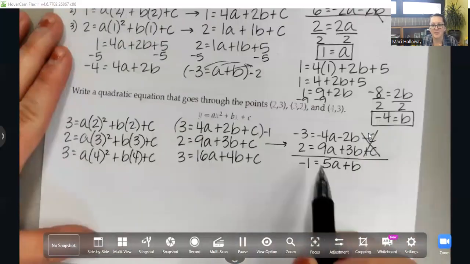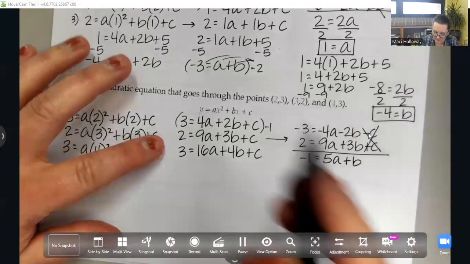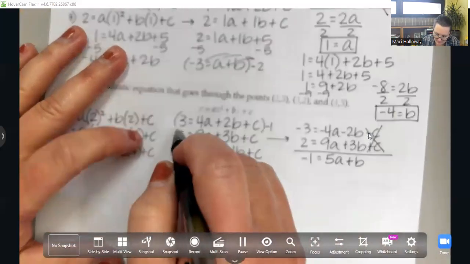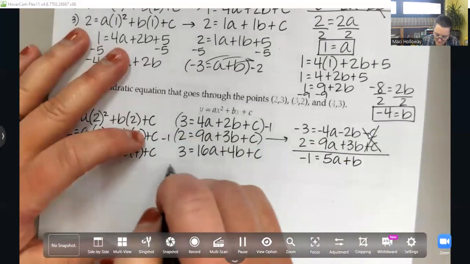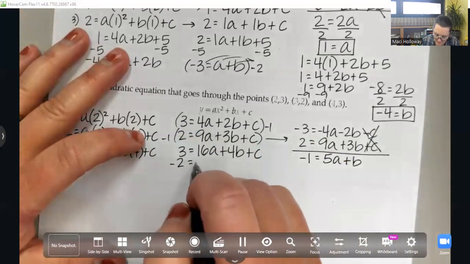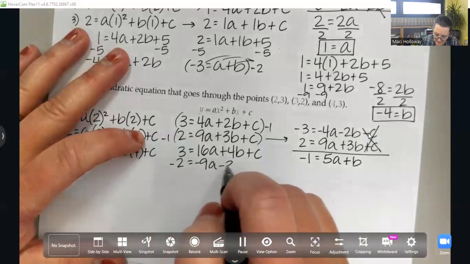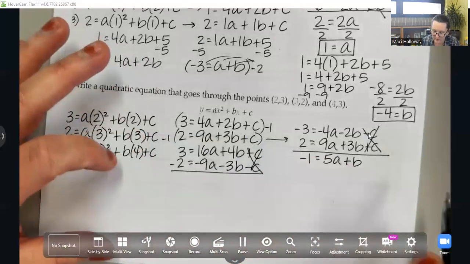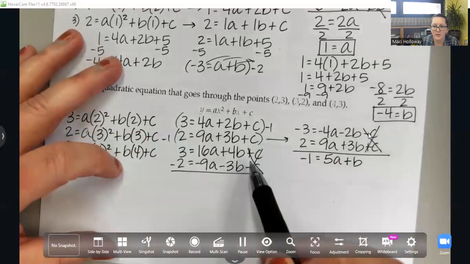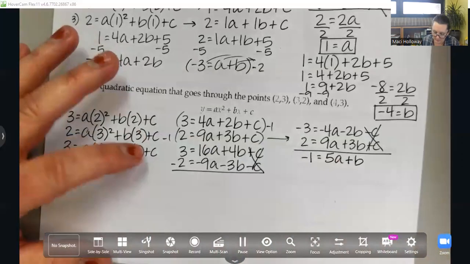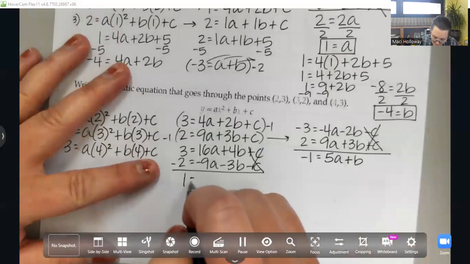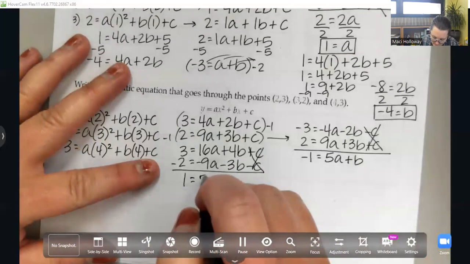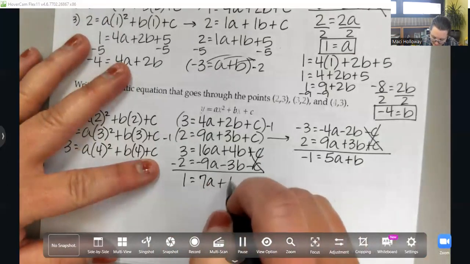All right, so we eliminated one variable. Now we have to do it again. So let's multiply this one by negative 1. So we'll do negative 2 equals negative 9a minus 3b minus c. We'll eliminate our c value again. So if you eliminate c first, you have to eliminate c the second go round as well. So we have 1 equals 7a plus b.